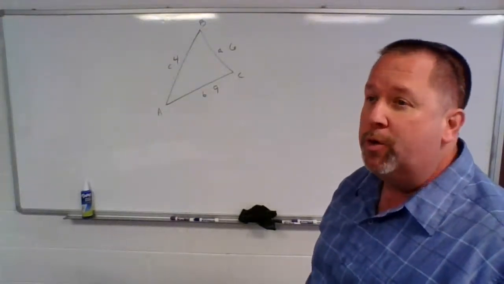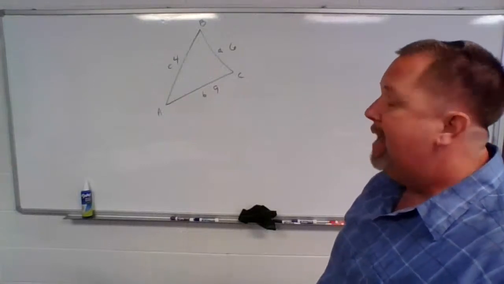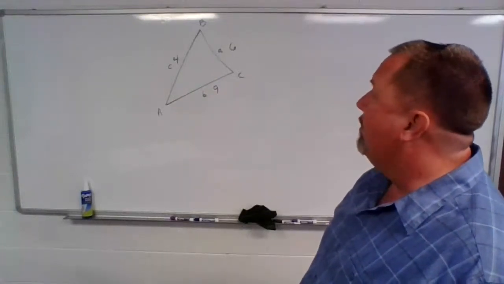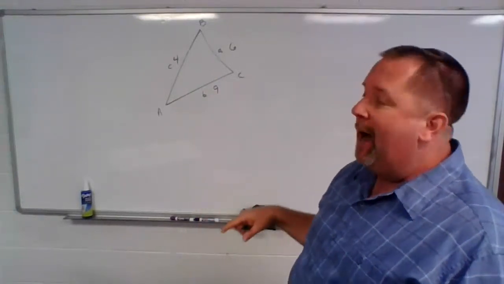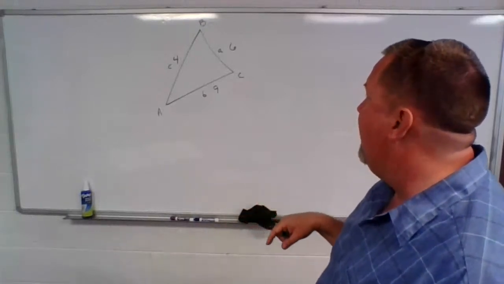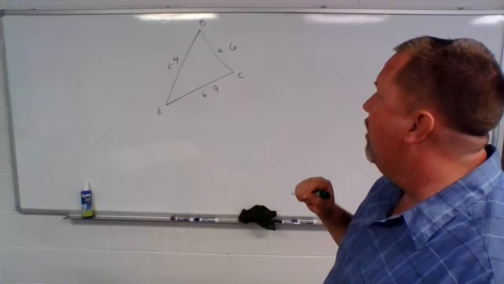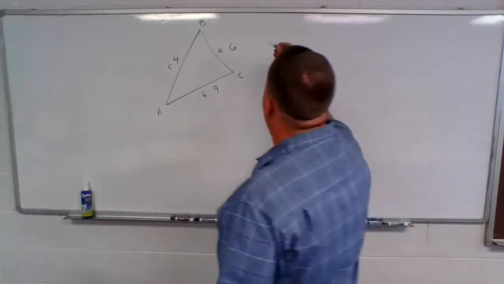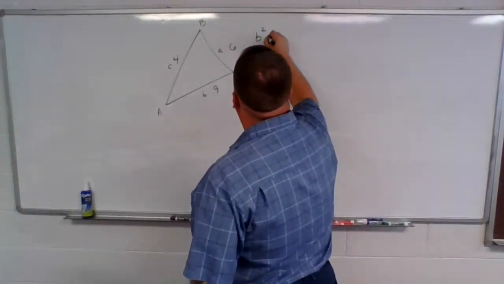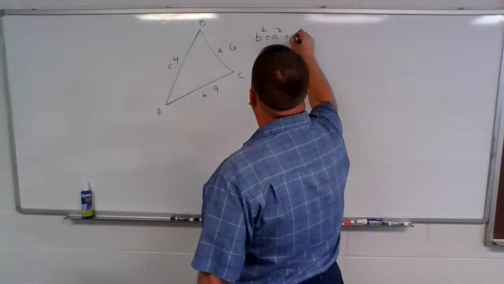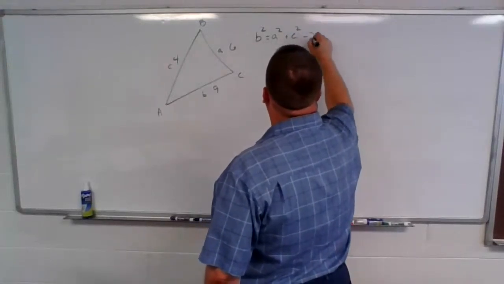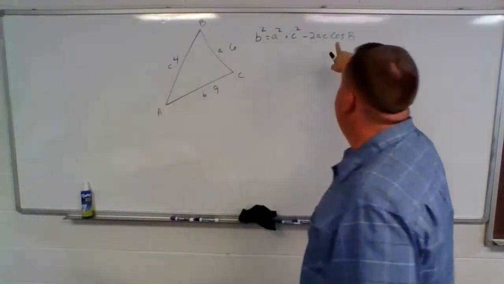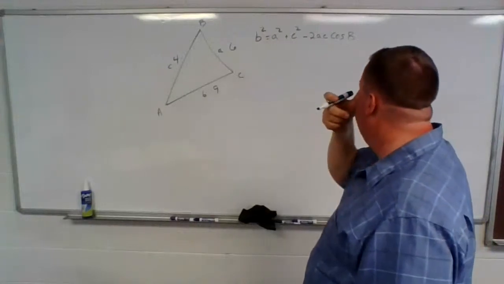Now, what we want to do usually when we don't have any angles is we kind of want to go after the largest angle. And how do we know what's the largest angle? Find the longest side. Opposite the longest side is the largest angle. So B, length 9, is the longest side. I'm going to go after angle B. So here's what I'm going to write out. I'm going to write B squared equals A squared plus C squared minus 2AC cosine B. That's going to be our unknown over there that we're going to solve for.